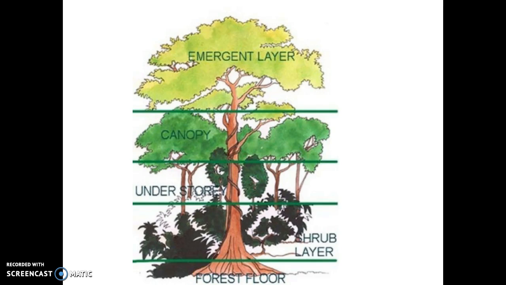So we can see here, kind of from the bottom all the way to the top, the understory is going to have less light, whereas the upper canopy and the emergent layer are going to have the majority of your sunshine.